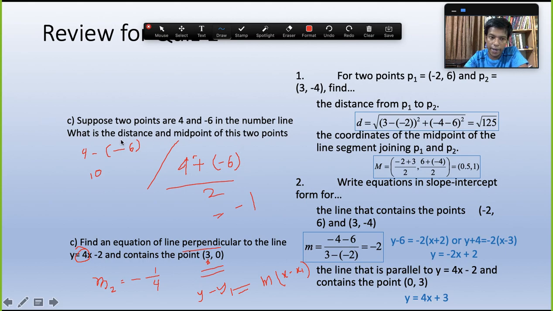If it is on the number line, this question and this question are different. This is for 2 points and this is a single point on the number line. Number line means like this, x-axis, 1 2 3 4 5 like this. This is called the number line. This is 0. This is 1 2 3. This is minus 1 minus 2 minus 3 like this. Okay, this is the number line.